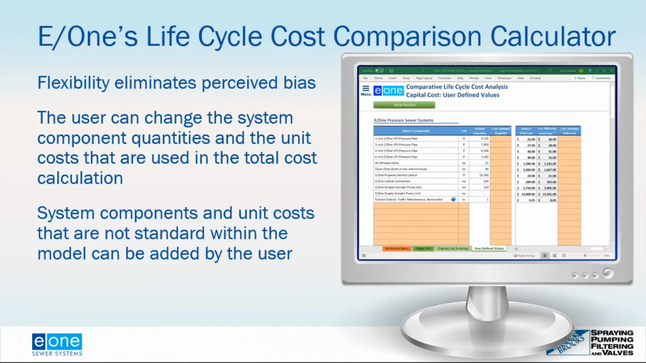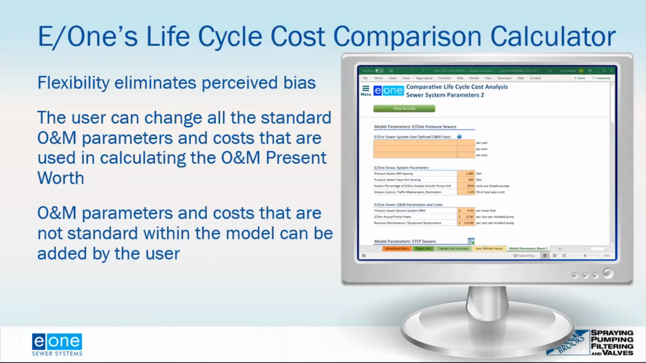It's very flexible. I know there's at least one or two of you out there right now that are saying, yeah, and I bet you E1 comes out cheapest every time because they developed it. Now, we come out cheapest most times because it's just the intrinsic nature of low pressure sewer system. But we wanted to make sure that we eliminate any of that perceived bias. So every field in this life cycle cost model can be changed by the user. All the cost parameters, all the system components, all the default values can be changed.